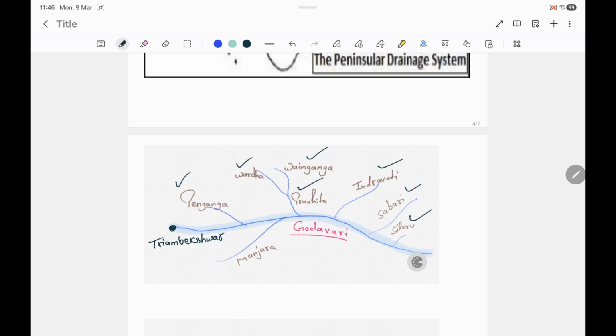Right bank tributaries are Manjira, Parvara and Maner. There are some important dams on this river also, that is the Polavaram project. Second one is Kaleshwaram.